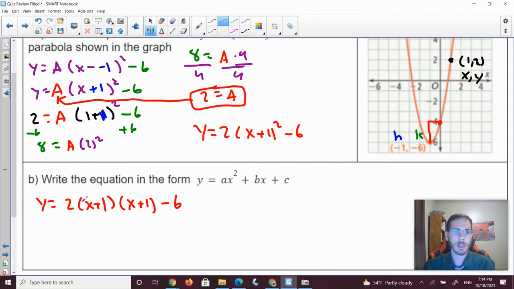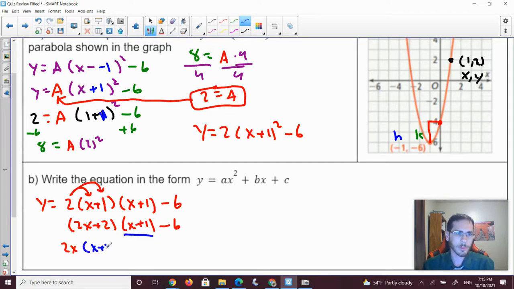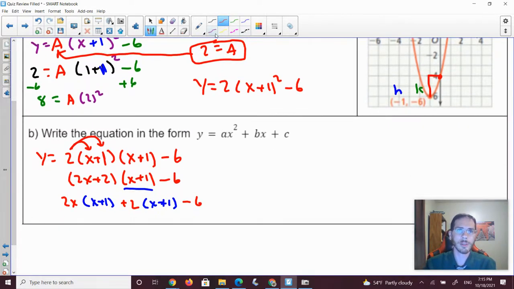I think I'm going to take my constant out front and distribute it inside one of the two parentheses at first. Again, there's a ton of ways to do this. I'm going to stick with the double distributive property just because I did a distribute right here. So that would be 2x times x plus 1, plus 2 times x plus 1, minus 6.